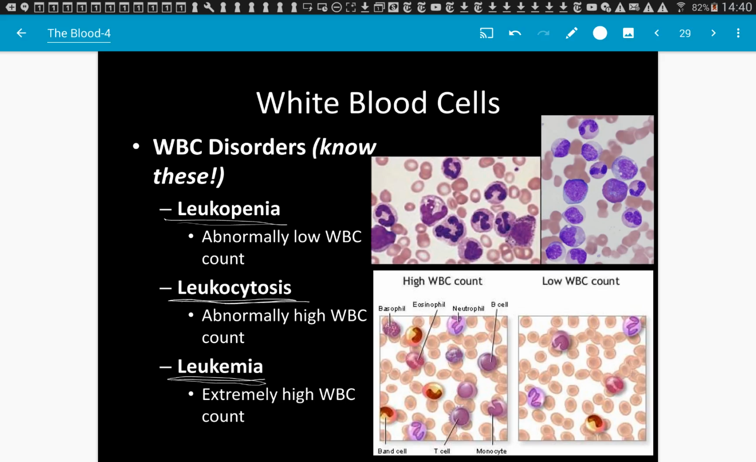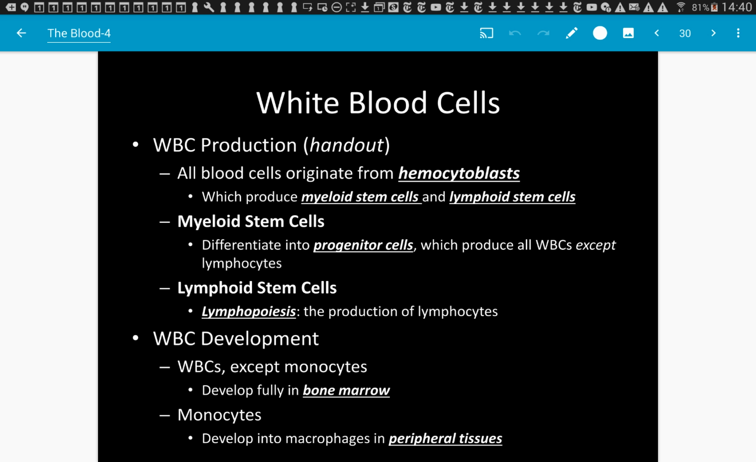All blood cells are created within the bone marrow, okay? And so that's why people with leukemia, very often, they'll have radiation to kill the cells in the bone marrow, and then they'll get a bone marrow transplant of healthy blood cells, and that usually will cure that problem. Okay, so more on white blood cells.